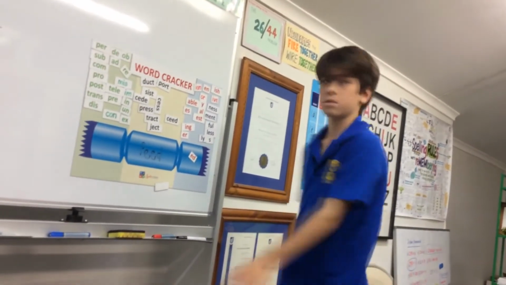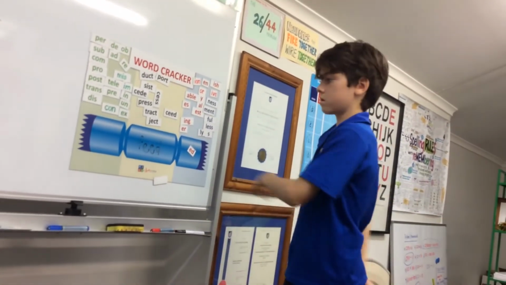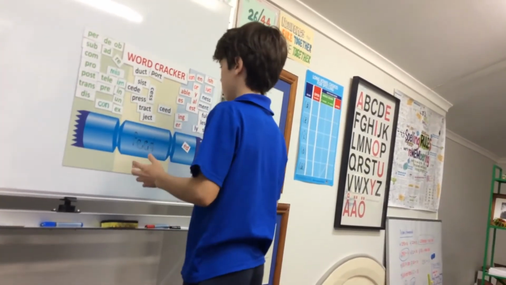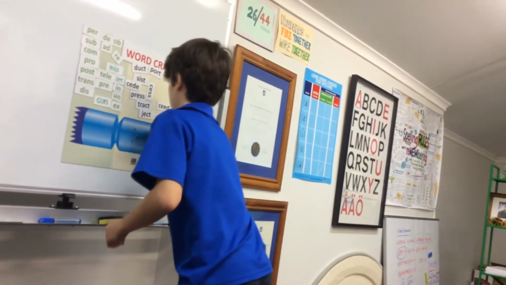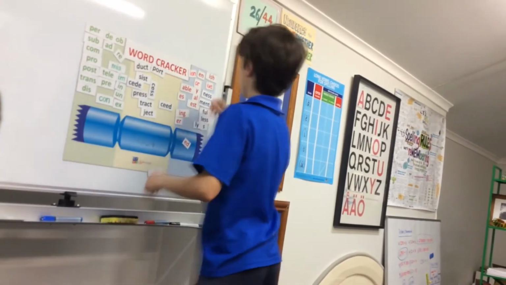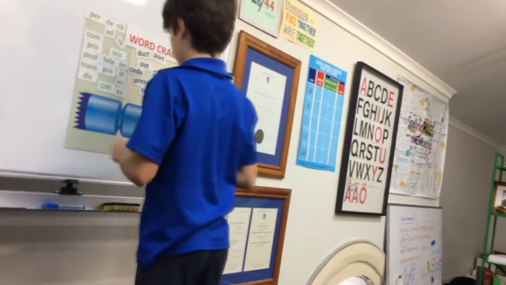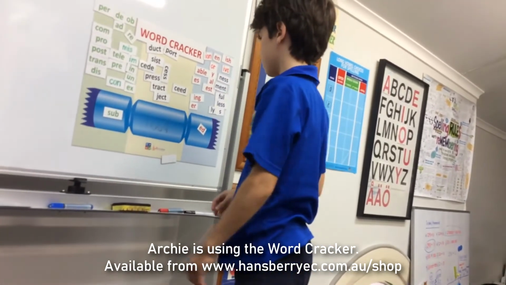Archie, put the prefix sub down in the prefix part, would you? Sub, okay. Where's sub? It's green. All the prefixes are green. Okay. Sub. There we are. Good. So put sub down where the prefixes go. Yep. So do you know what the prefix sub means?